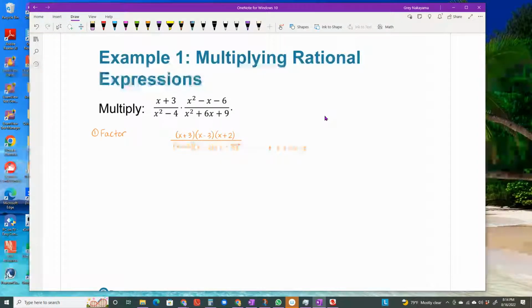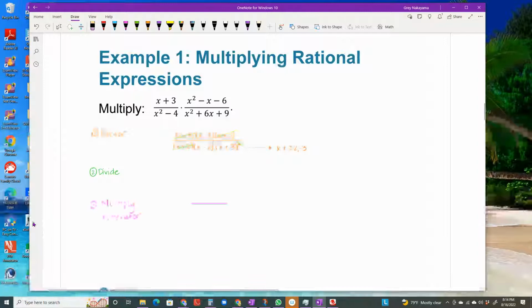So our next step is to divide. Okay, so divide, I'm looking for common factors on the top and the bottom. So I have an x plus 3 here, and I have 2 of them in the bottom, so I'm just going to cross it out right there, and that lets me know that I still have 1 left. Then I have an x plus 2 in the bottom and an x plus 2 in the top. So that's all the common factors that I have.